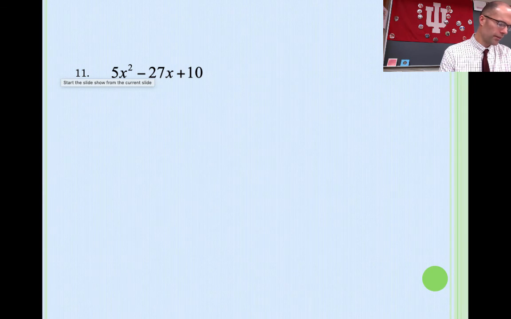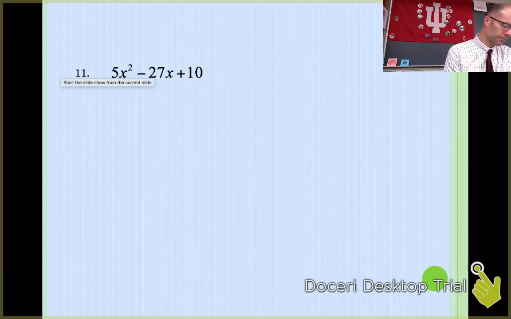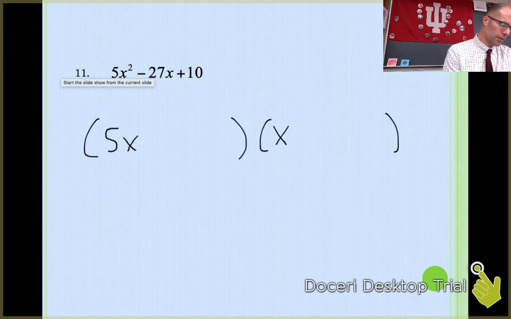Okay, let's take a look at 11. No GCF again here, number 11. So 5. The only factors of 5 are 5 and 1. C-value sign is positive, so I know both my signs are my B value's sign, so both are going to be negative. 10, well, you got 1 and 10, and we got 2 and 5.